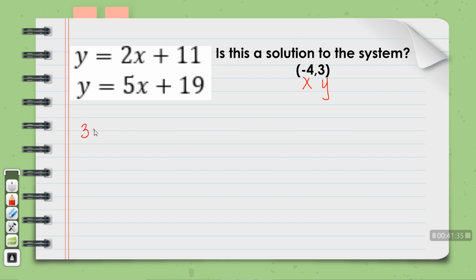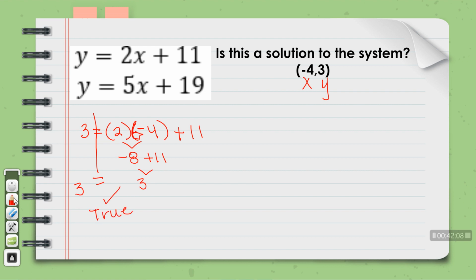So this will be 3 equals 2 times, 2 times negative 4, and we want to add 11. Calculator does this for us. Take your calculator and do 2 times negative 4, add 11, and see if you get 3. You can also work it out if you don't have your calculator. What's 2 times negative 4? Negative 8. What's negative 8 plus 11? 3. Does 3 equal 3? Yes, true.